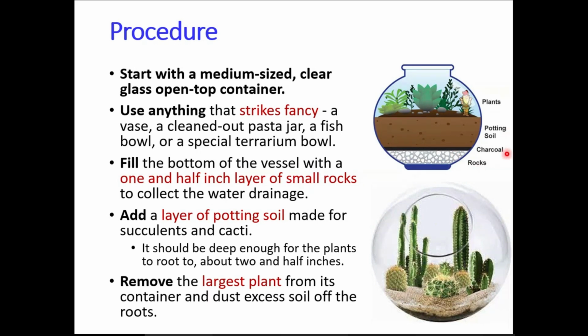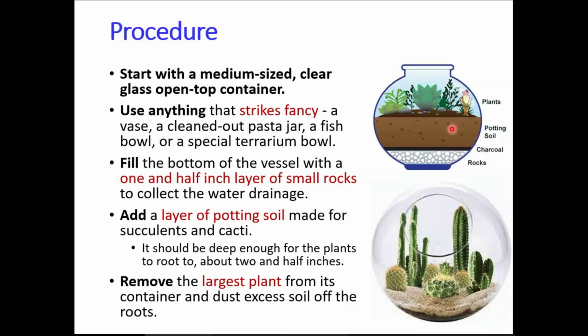Fill the bottom layer with a 1.5 inch layer of small rocks to collect the water drainage. You can use charcoal also here, charcoal or rocks, vice versa, as per your requirement. After that, add a layer of potting soil. The potting soil should be a little bit more because it should be deep enough for the plant to be rooted.